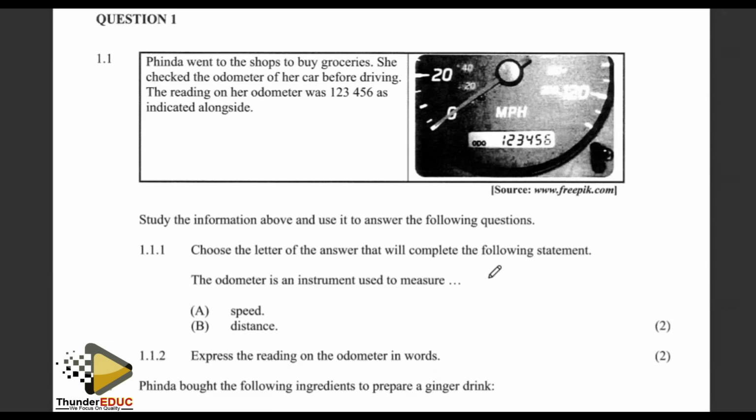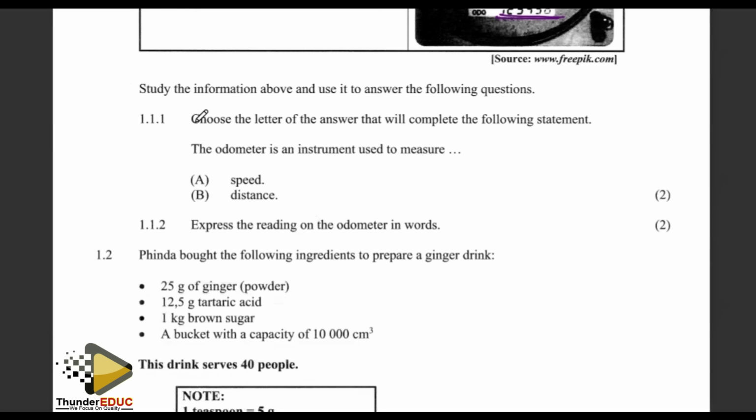Tinda went to the shop to buy groceries. She checked the odometer of her car before driving. The reading on her odometer was 123,456, as indicated on the odometer. It's here. Okay, there we go. It says 1.1.1.